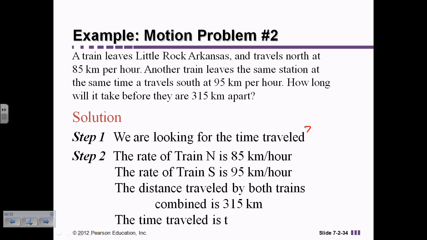Okay, so we're looking for the time that the trains are traveling. We know that train N, I call it train N because he's going north, traveled 85 kilometers per hour, so this is his rate. Train S traveled 95 kilometers per hour, so that's his R. We don't know how long they traveled. We're looking for T, but we know that both trains combined traveled 315 kilometers.